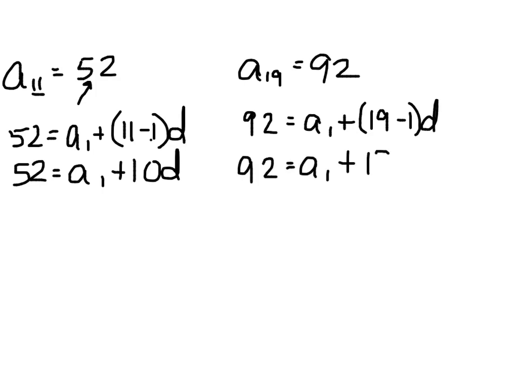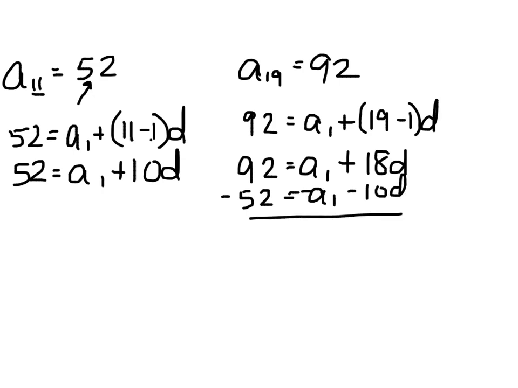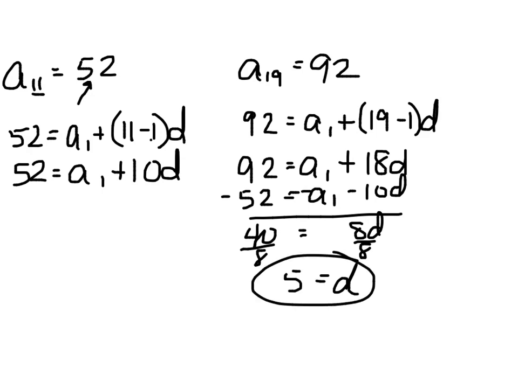Now, what I end up having here is a system of equations just like we had in section 5.1. So, I add or subtract one from the other. So if I subtract this over, I get 40 equals 8D. Divide by 8, and I get D equals 5. So now I have my common difference.